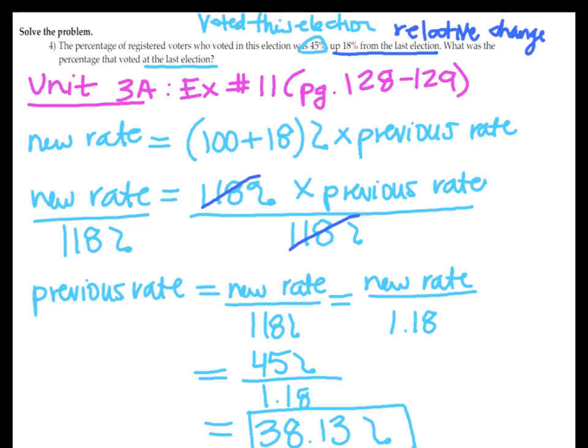Okay? And again, this is very similar to example number 11, pages 128 to 129 of the textbook. And this is Unit 3A. And I just want to note that the reason why I changed 118% to a decimal was to keep the numerator, the new rate, as a percentage. And so our units would end up being percentage.